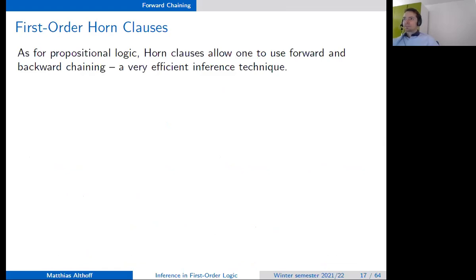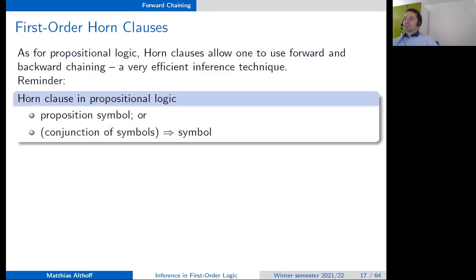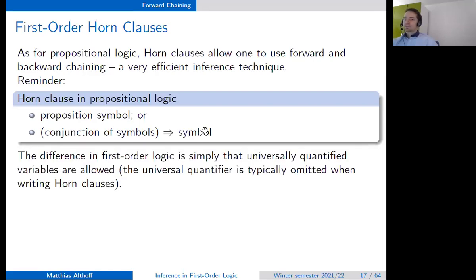Good. So now let's talk about Horn clauses. Why? Because we have seen that when you have Horn clauses in propositional logic, we can use modus ponens and forward or backward chaining to prove statements. In propositional logic, a Horn clause is a propositional symbol or a conjunction of symbols that imply another symbol.